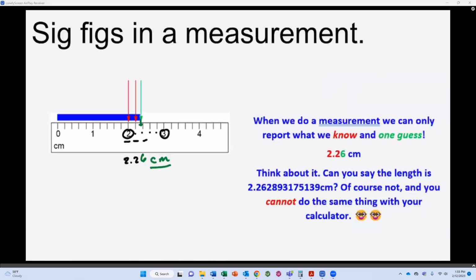In other words, I'm not going to look at this measurement here and say, geez, guys, I think that I just measured this little blue stick to be 2.2628931. You'd look at me like I was ridiculous. And of course I would be. And so that's the whole theory behind significant figures. They're not numbers, they're measurements. And the second you stop thinking of them as numbers and start thinking of them as measurements, significant figures starts to get a lot easier. So let's talk about identifying significant figures.